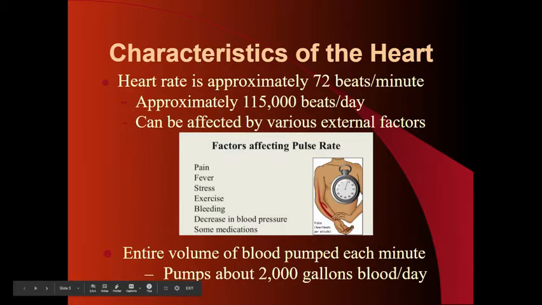On average, resting heart rate is approximately 72 beats per minute. That equals about 115,000 beats per day. But that changes and is affected by many different factors: pain, fever, stress, exercise, bleeding, blood pressure, medications. All of those can increase or decrease the resting heart rate.